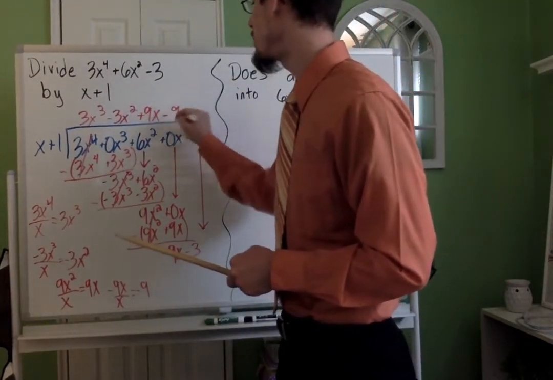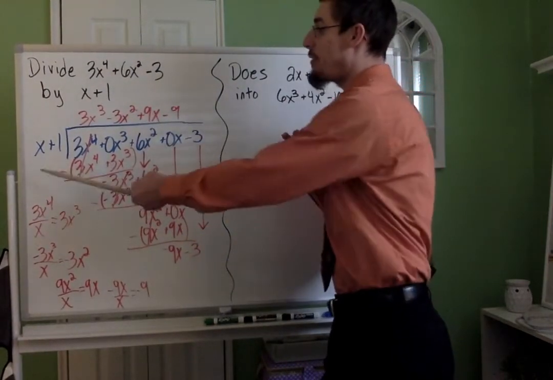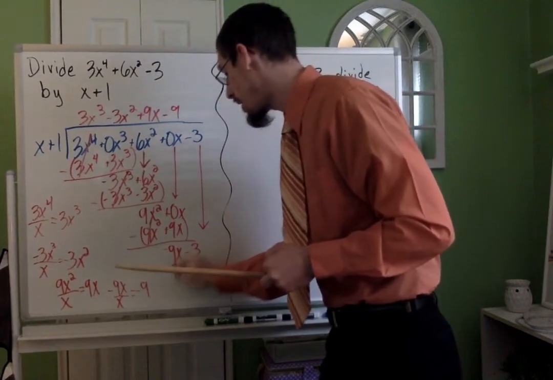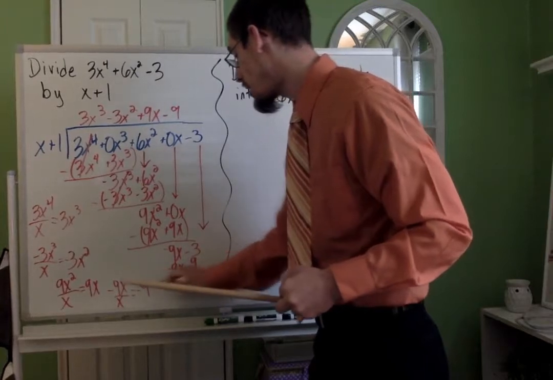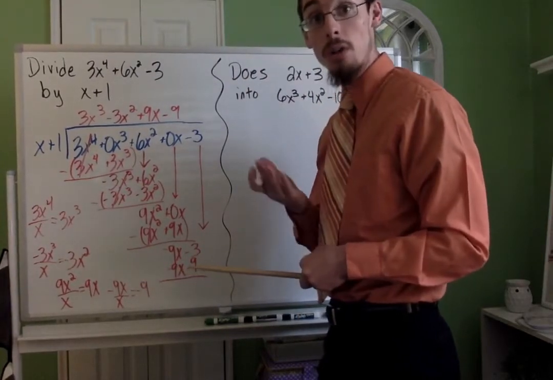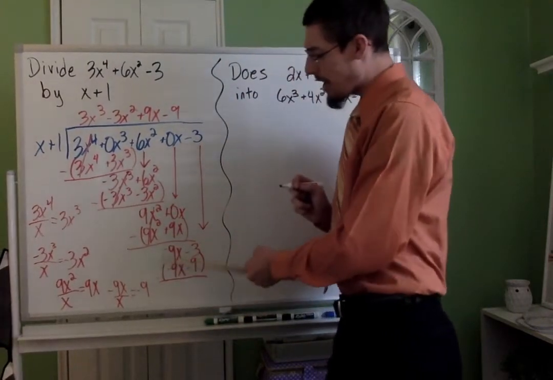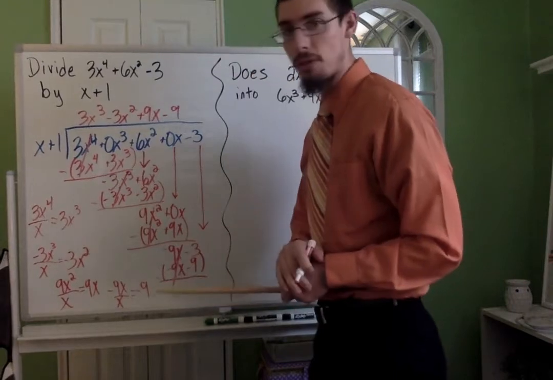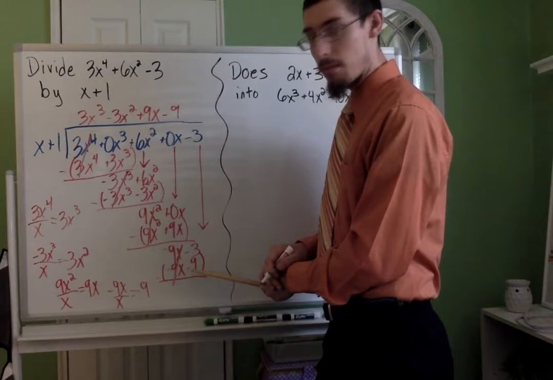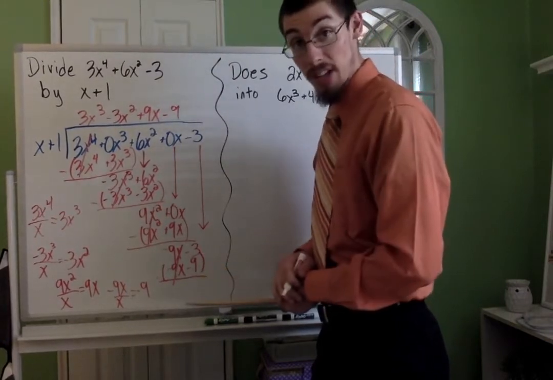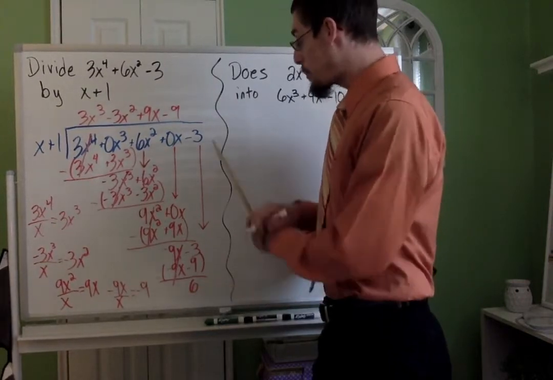So I'll put minus 9 up here, distribute it. So negative 9 times x, negative 9x. Negative 9 times 1, negative 9. So when I go to subtract, again, negative 9 minus negative 9 cancels. Negative 3 minus negative 9. Basically negative 3 plus 9 gives me 6.